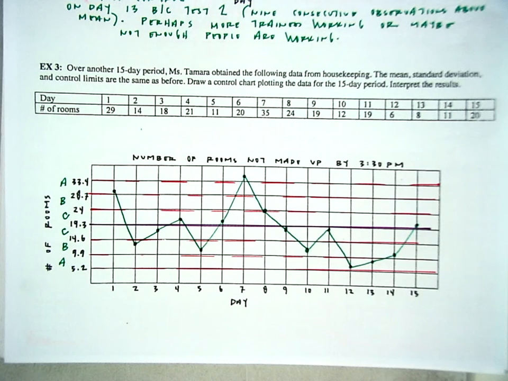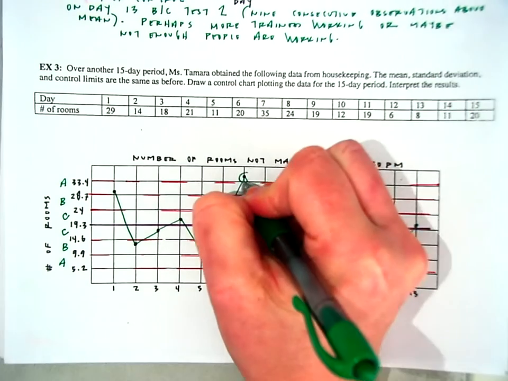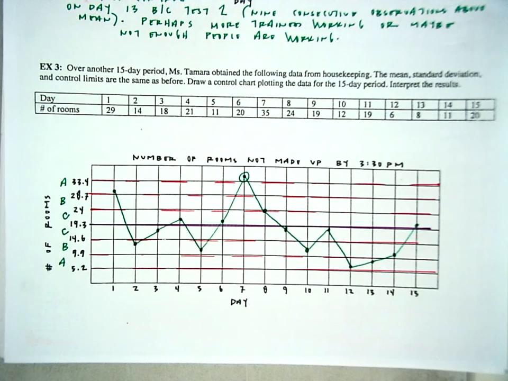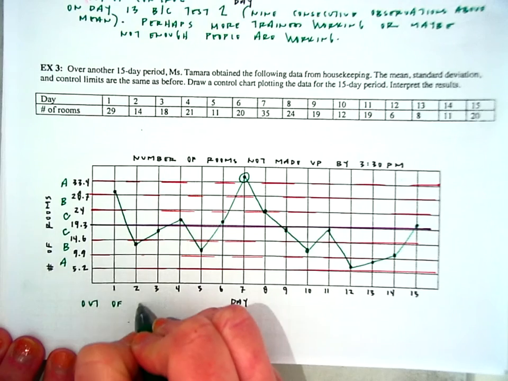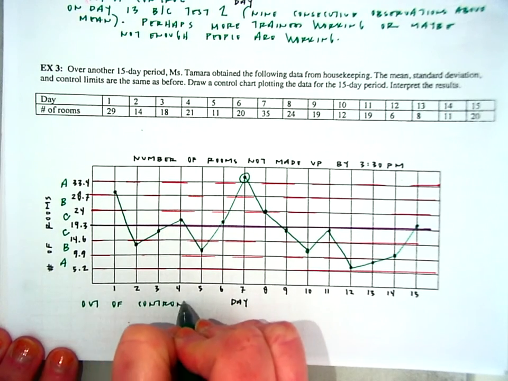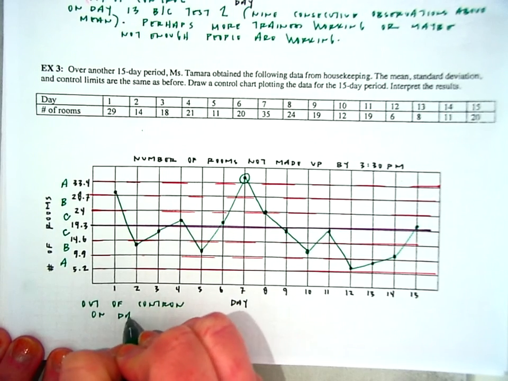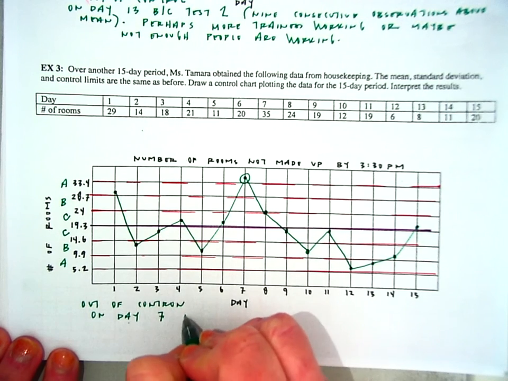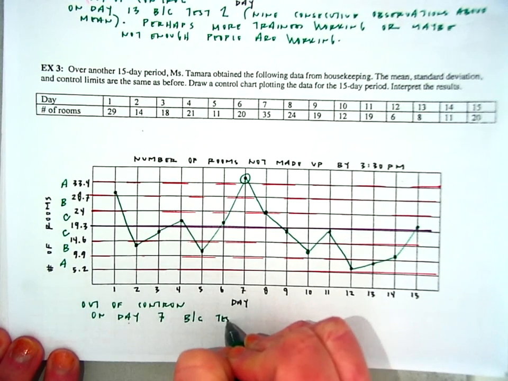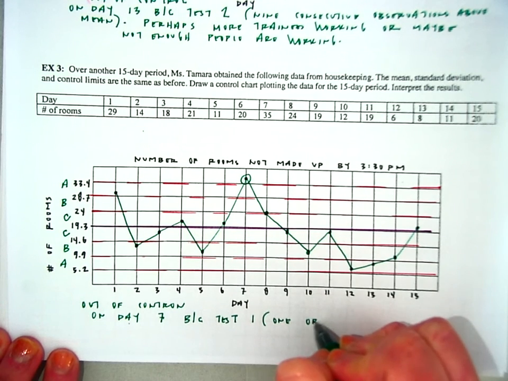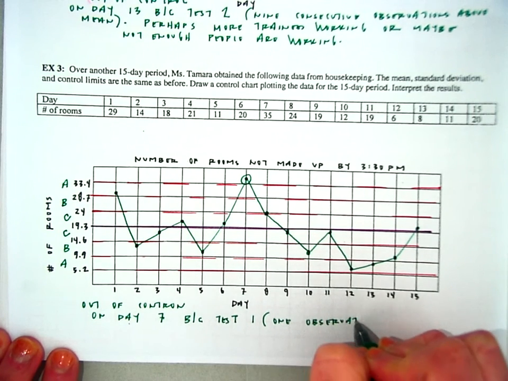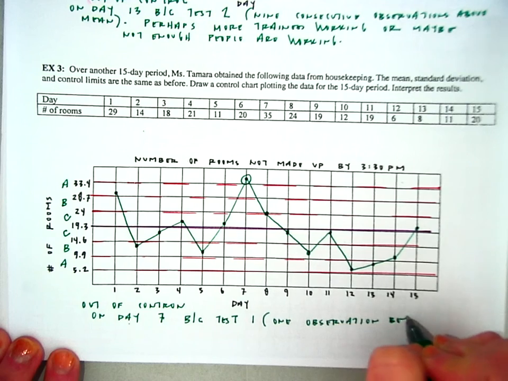Okay, for me, the first one that I was able to identify was right here. Right, once I'm out of zone A, I know that there's an issue, right? That's very unusual to be beyond 3 standard deviations of the mean. So here we're going to say, well, we are out of control on day 7, and then we state what test it was. So because of test 1, we have 1 observation beyond zone A.